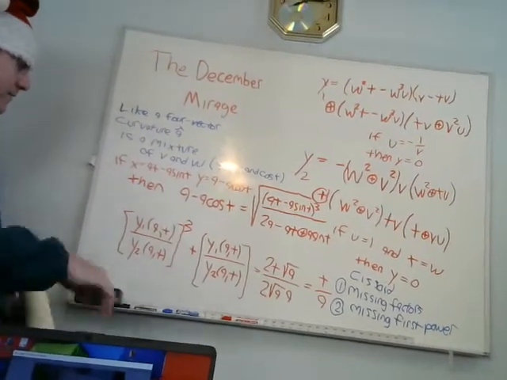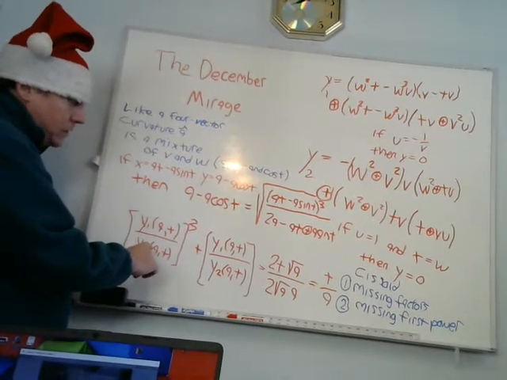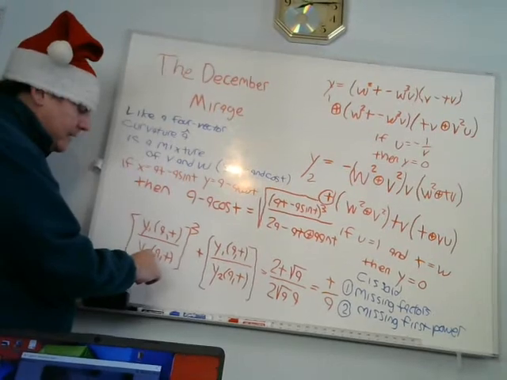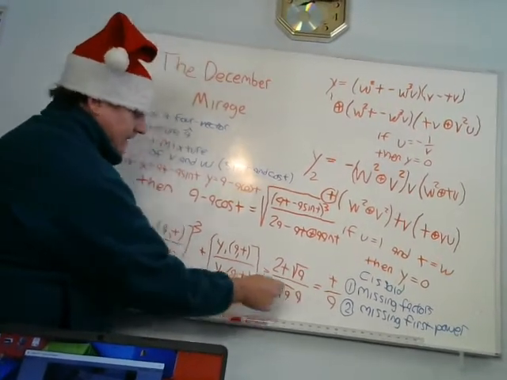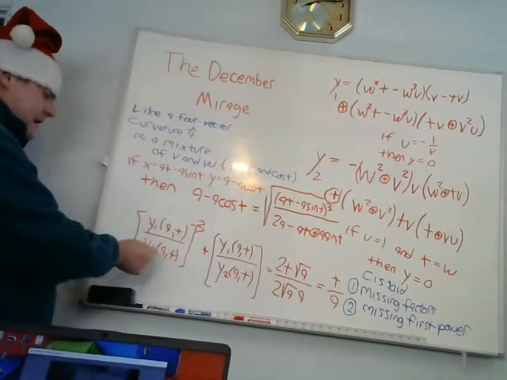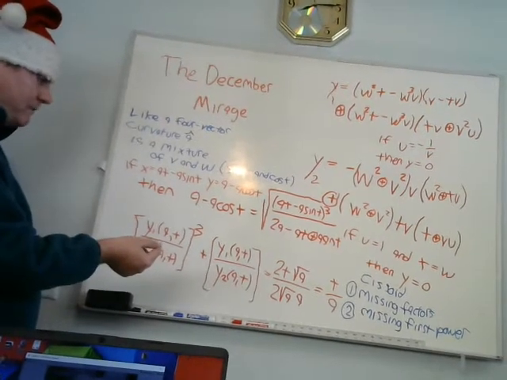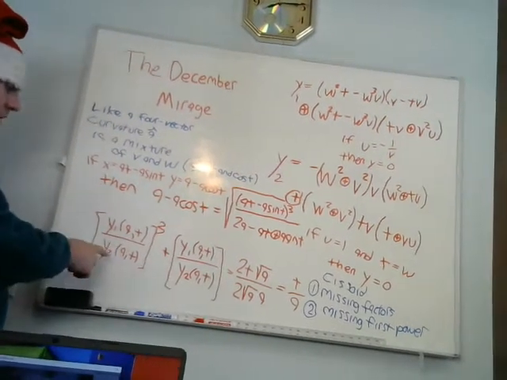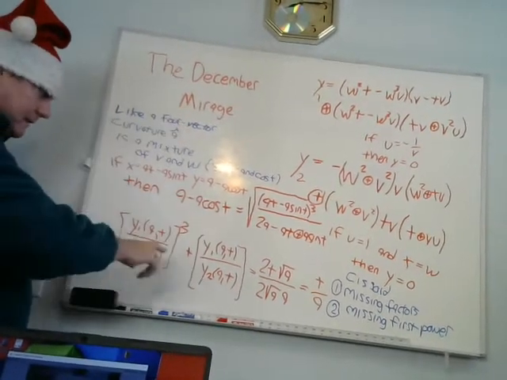So on the bottom, you come up with this 2 square root of A times A, for both the bottoms. But what we're missing is a factor.